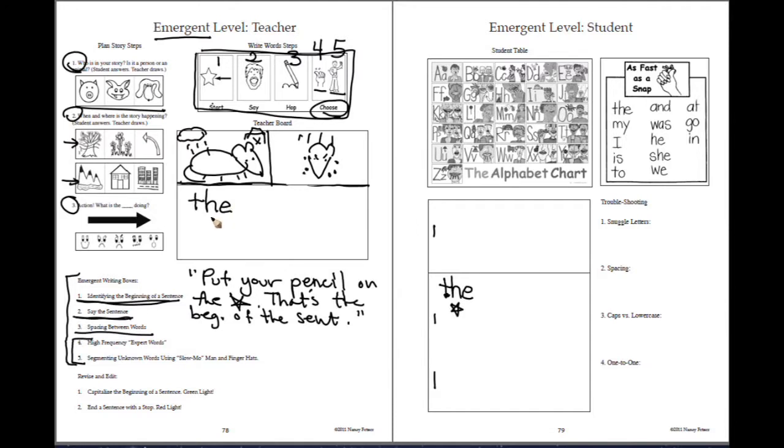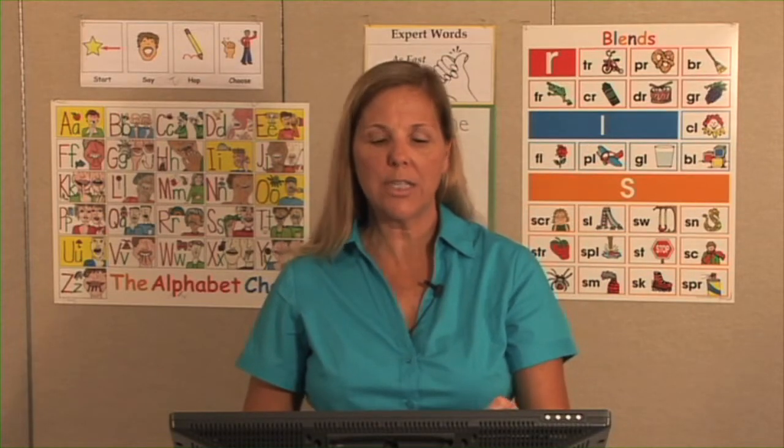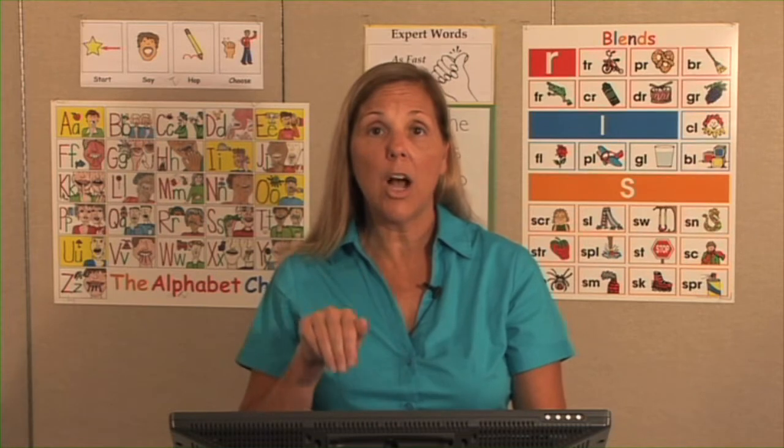I put a star underneath my first word, and now what do? I point to the first box and I say, we need to put our pencil on the star. Put your pencil on the star. That's the beginning of the sentence. Say your sentence. The rat got wet.